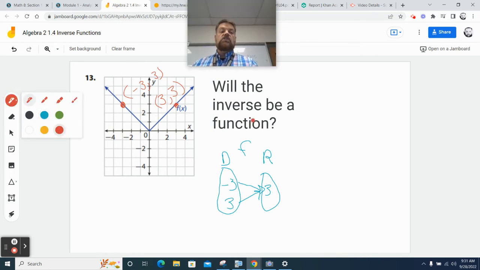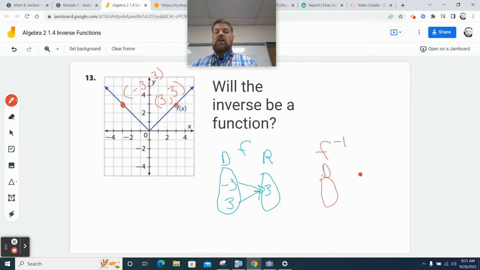Where we run into an issue is when I have f inverse and the domain and the range get flip-flopped. So in other words, over here I have 3, and over here I have -3 and +3. And if I map those, anytime I have more than one arrow leaving the domain in a mapping, that's not a function.